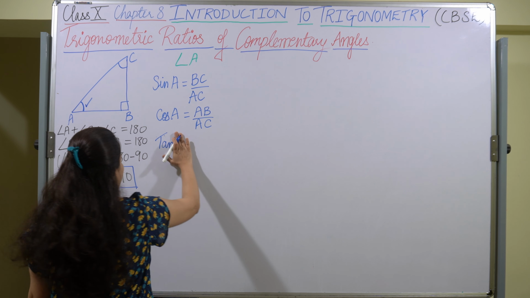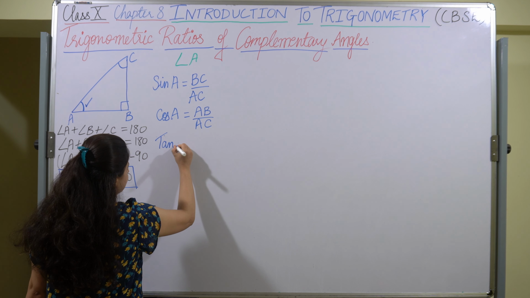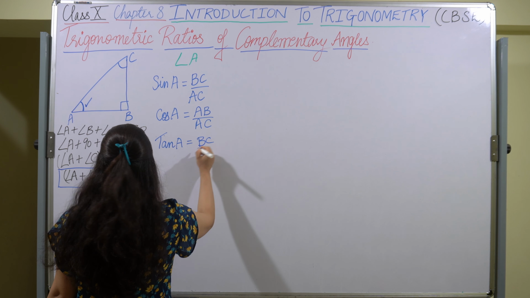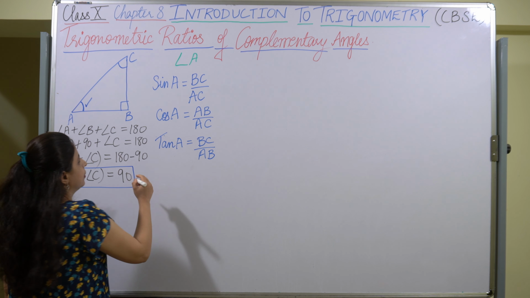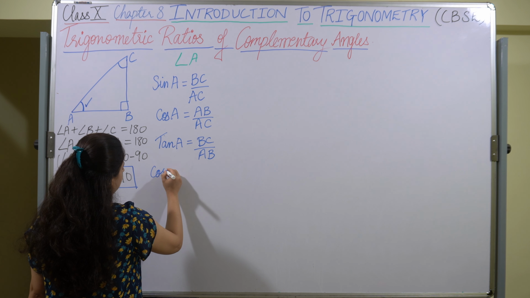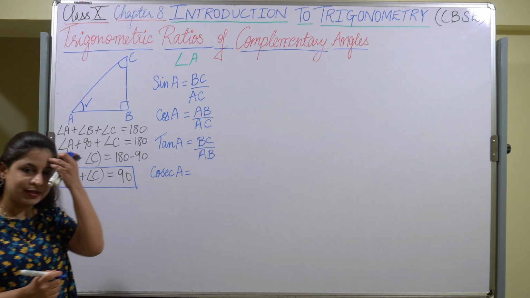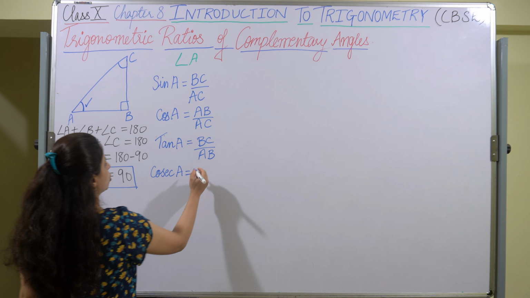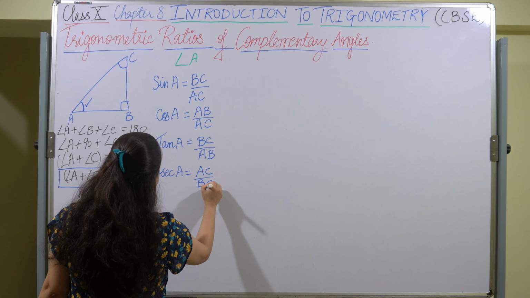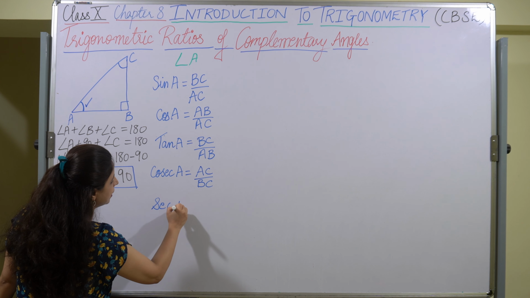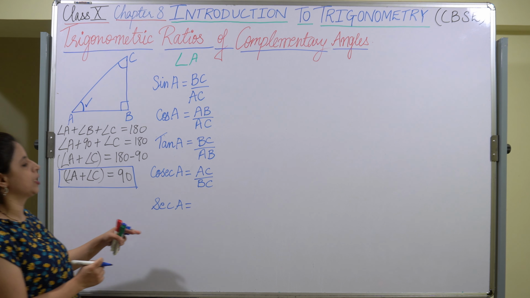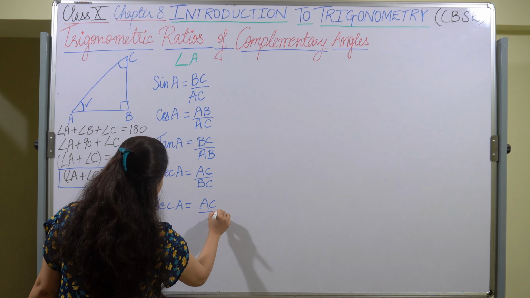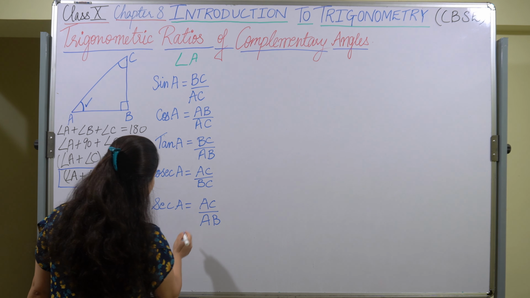Then comes tan A. Tan A will be equal to perpendicular upon base. Perpendicular is BC and base is AB. Then comes cosec. Cosec is the reciprocal of sine, so it will be hypotenuse upon perpendicular, that is AC upon BC. Then comes sec. Sec is the reciprocal of cos, so it will be hypotenuse upon base, that is AC upon AB.